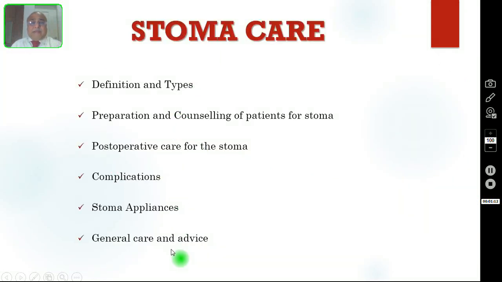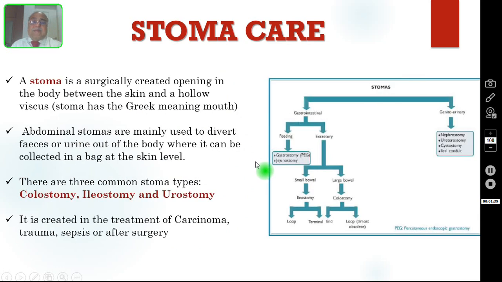After watching this video, all of you should be able to understand the definition and types of stoma, the preparation and counseling of patients for stoma, post-op care of the stoma, complications, the stoma appliances, and the general care and advice. All these things you must understand after watching this video.